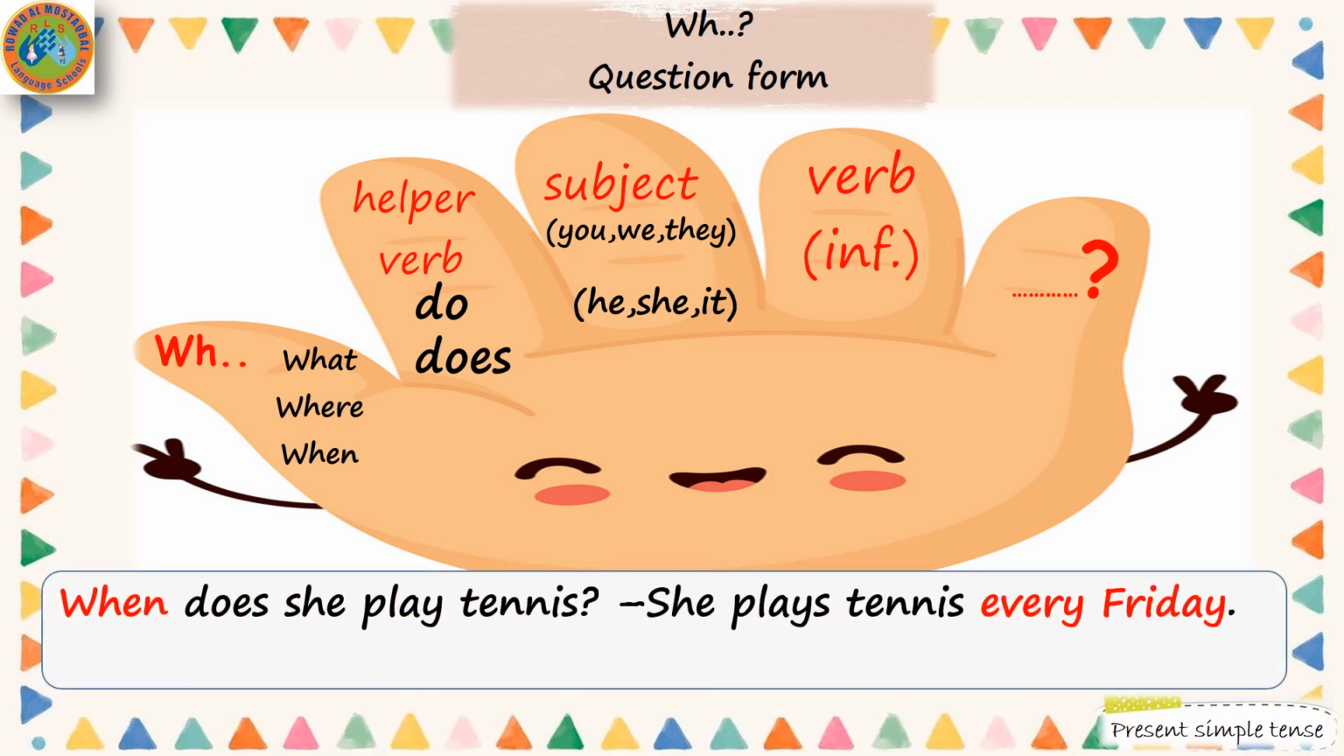For example, when does she play tennis? She plays tennis every Friday. Here, when asks about the time, and the answer here is every Friday. Another example, where do you live? Where asks about the place, so the answer will be a place. I live in Cairo, and Cairo is a place.